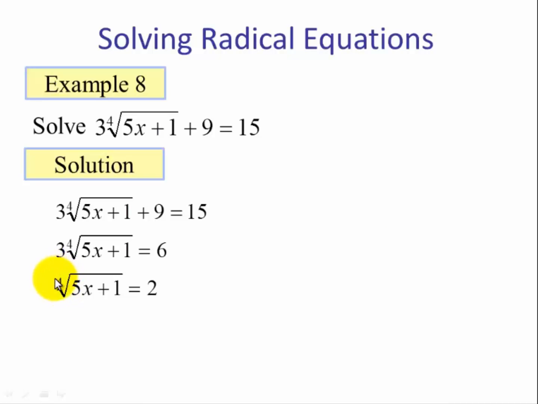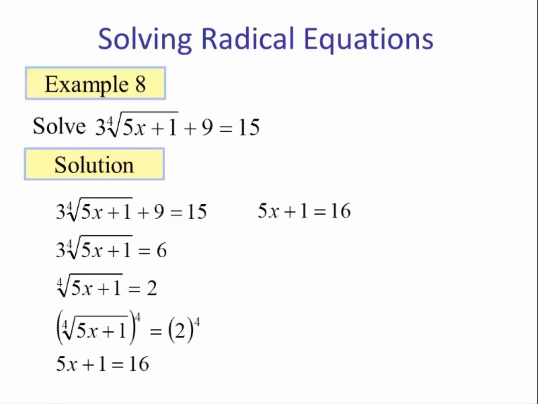To eliminate this index of 4, we're going to raise the left-hand side and the right-hand side to a power of 4. This 4 and this 4 cancel. This will be 5x plus 1, and this will be 2 to the fourth power, which is 16. So we have 5x plus 1 equals 16. Subtract 1 from both sides. 5x equals 15, which means x is equal to 3.